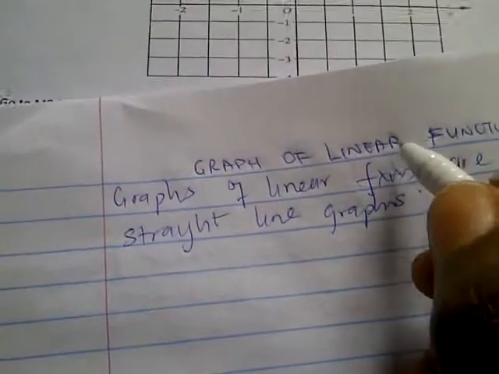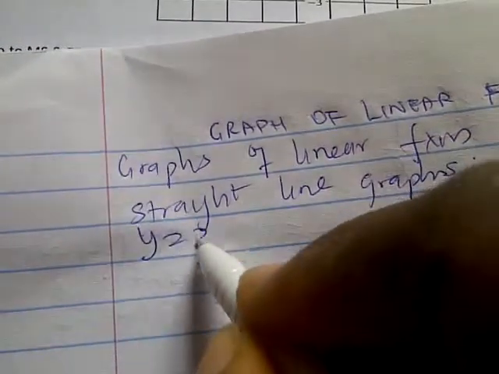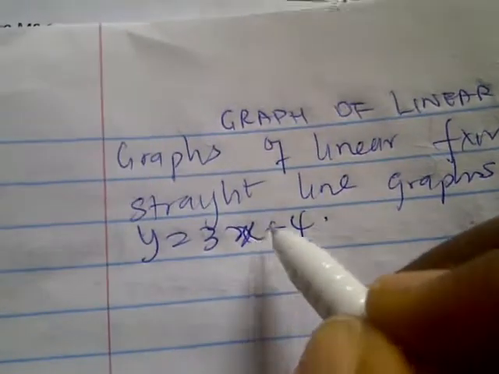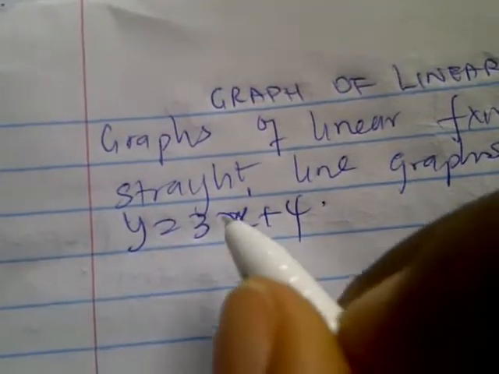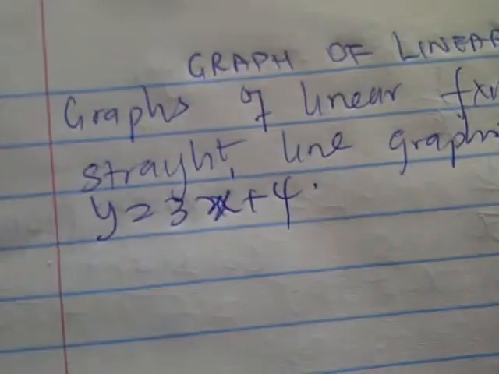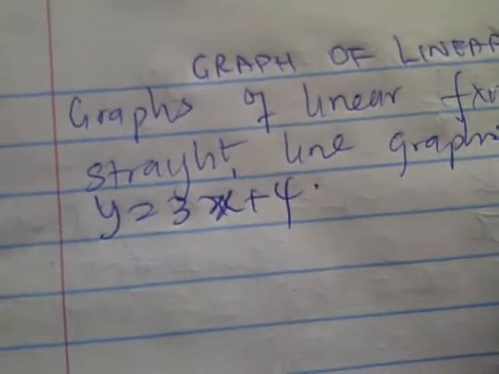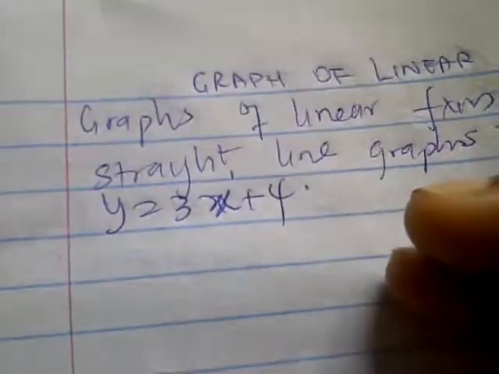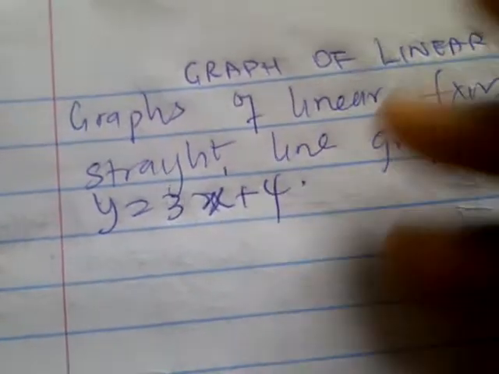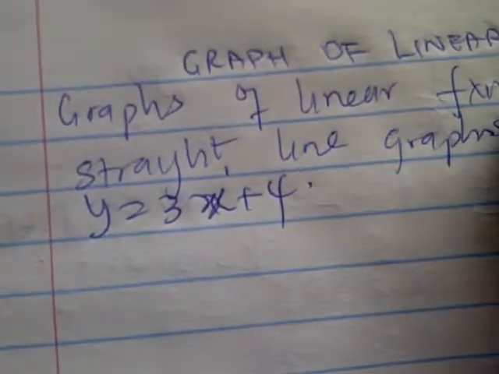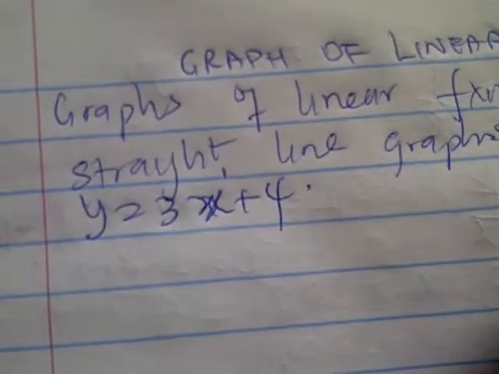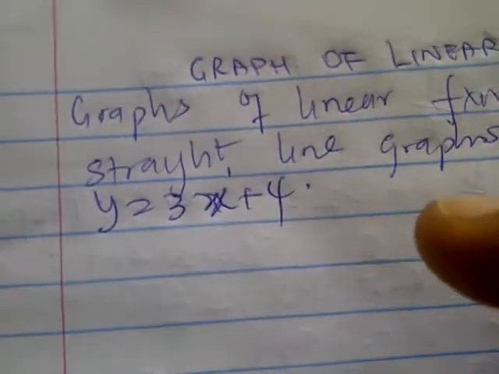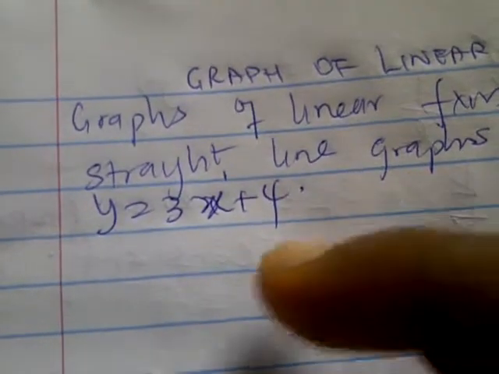Whenever you see a graph of linear function, for example, y equal to 3x plus 4, once the degree of x is 1, once it's not more than 1, you know that is a graph of linear function, and you just know that it's a straight line graph straight away. But if it's 2, it's quadratic, if it's 3, maybe cubic functions and all those more complex ones. Now for linear function, this is the one we're actually facing right now. You know that it's a straight line graph at all times.